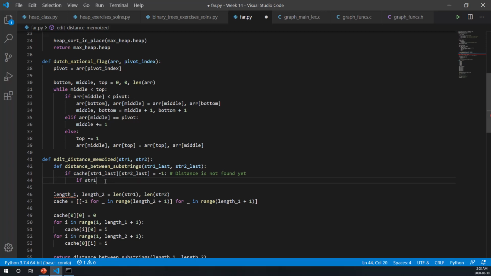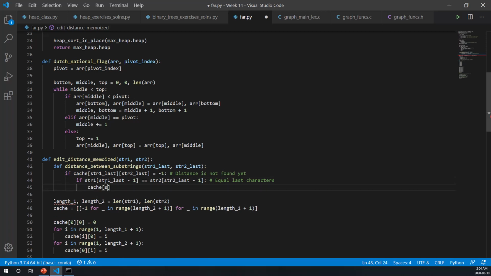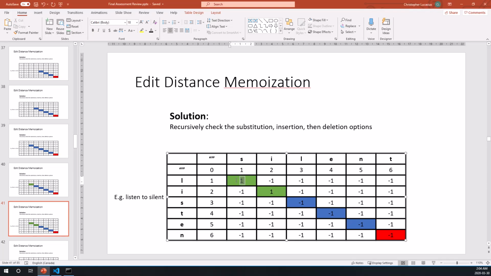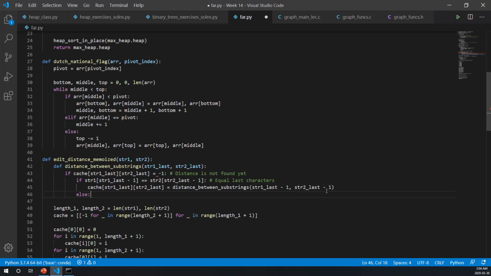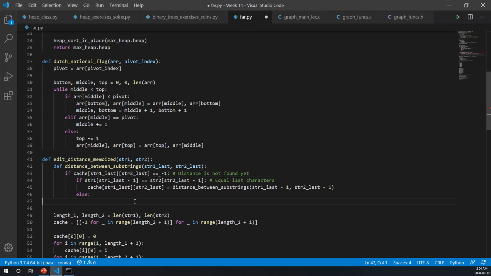So I'm going to check if string 1 at string 1 last minus 1 is equal to string 2 at string 2 last minus 1. This corresponds to equal last characters. Then I'm going to set my cache at string 1 last, string 2 last to the distance. So now I'm going to recurse. I'm going to make sure it's equal to whatever is the distance between substrings between string 1 last minus 1 and string 2 last minus 1. So I'm going to set it equal to whatever this is. All right, so that's if it's equal. Sorry, I should have put a double equal sign there.